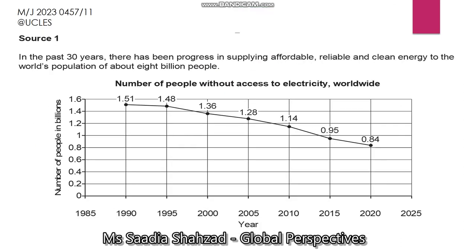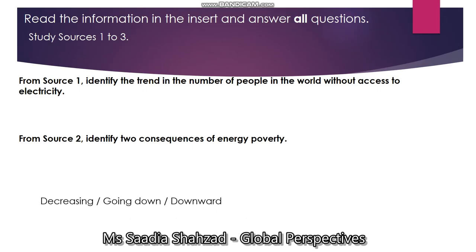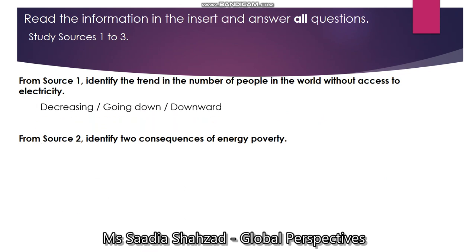Taking a look at this, you can see in 1985, it is not mentioned. In 1990, it is 1.15 people in billions, and gradually the trend is dropping, and in 2020 it was 0.84 people. So if you can see that it is dropping, the answer would be it is decreasing or going down or downward, any one of these words. There is no need to write a complete sentence and waste your time. It's just a one word answer, and a simple word would suffice and give you 1 mark.